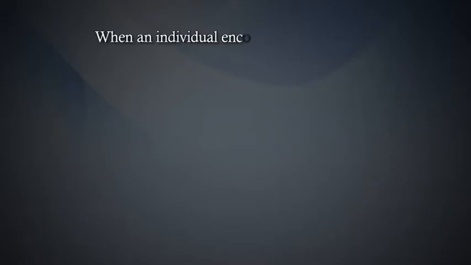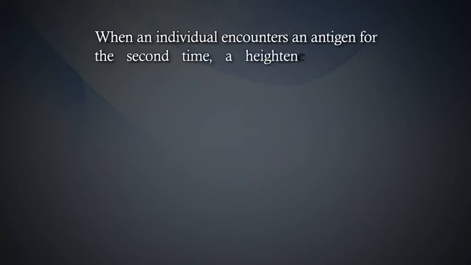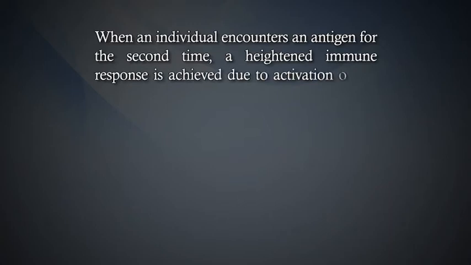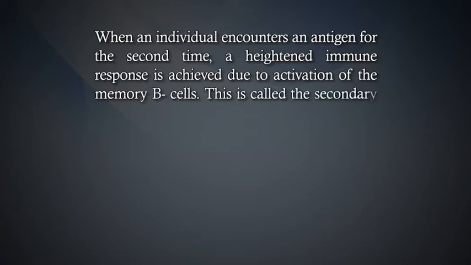The capacity to develop a secondary humoral response depends on the existence of this population of memory B cells as well as memory T cells. Secondary immune response. When an individual encounters an antigen for the second time, a heightened immune response is achieved due to activation of the memory B cells. This is called the secondary immune response.